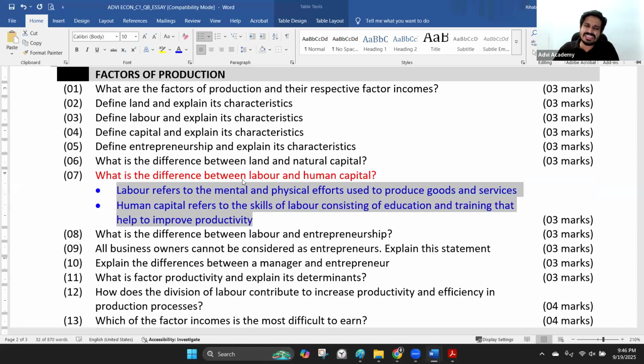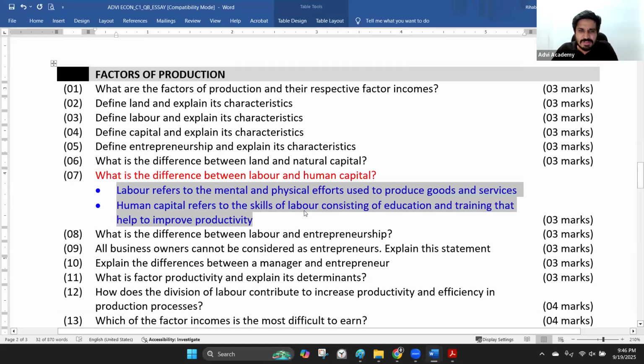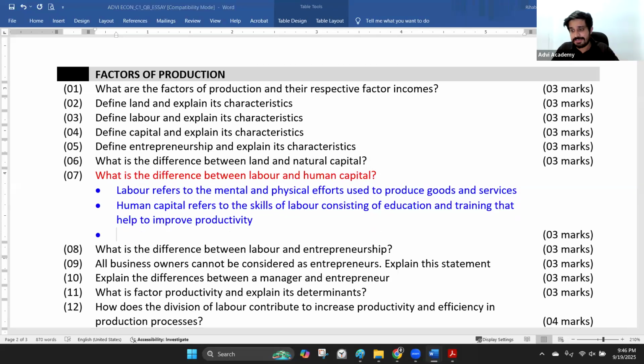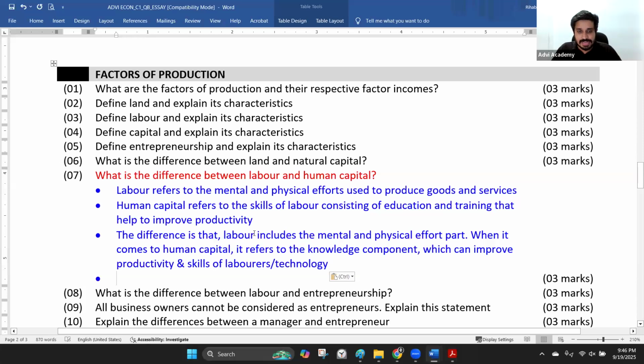Now what does that even mean? What do you mean by skills of labor? Then labor doesn't have skills? Then what is labor first and foremost? The difference is, after you write the definition, you write the difference. Primary difference between the two is that labor includes the mental and physical effort part. When a doctor is working, or when an accountant is working and doing the business work, that basically is the mental and physical effort part.